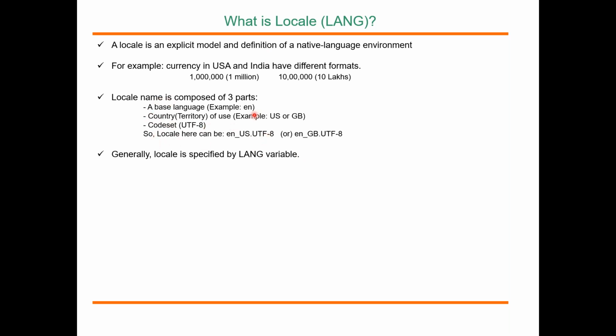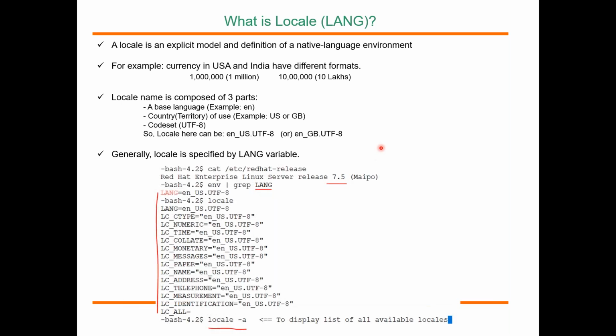So putting all these three together, the locale can be represented as English_US.UTF-8. If your users are using the application from a US location, they can set this. If you are from Great Britain, you can set this. Still, the base language is English, but the territory is US or GB, Great Britain, and the code set we use is UTF-8. Generally, this locale is specified by the LANG variable.